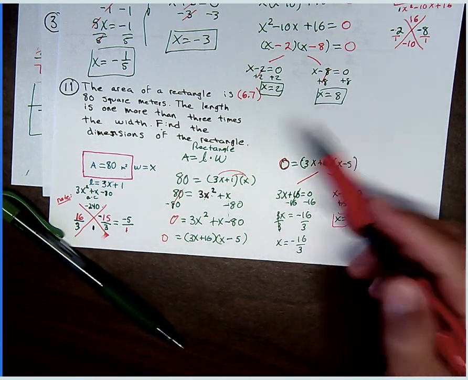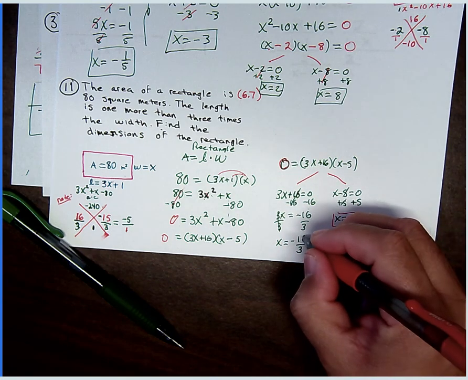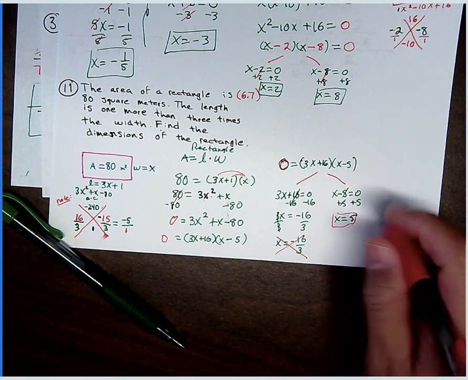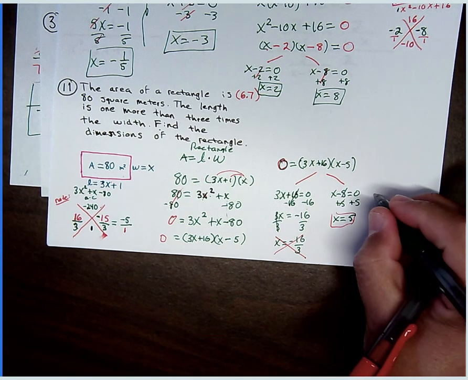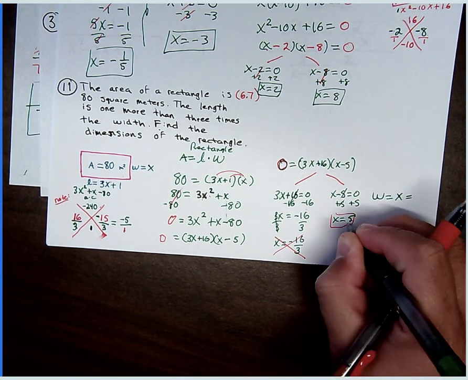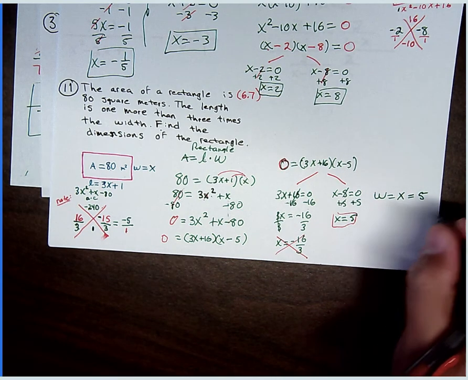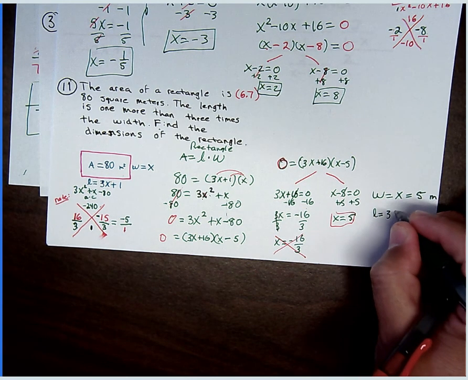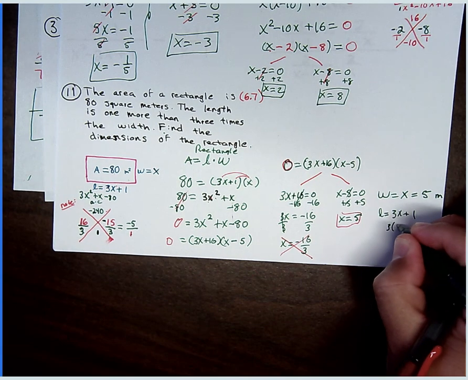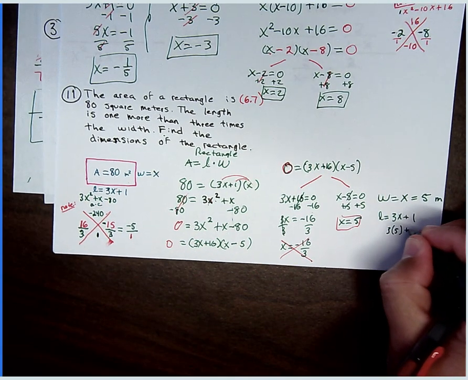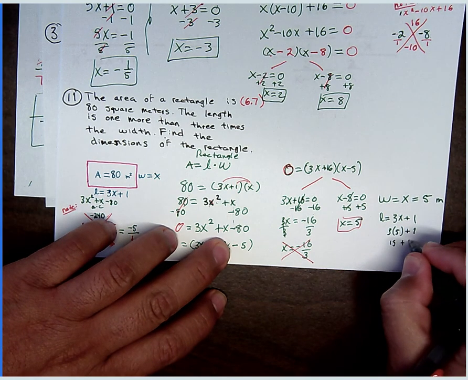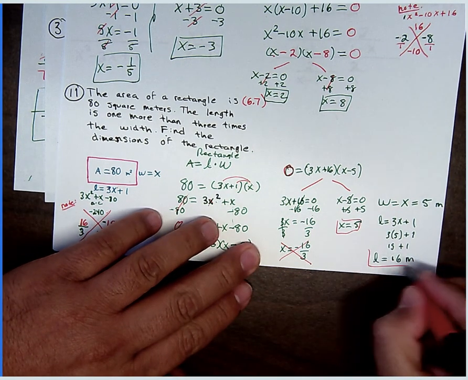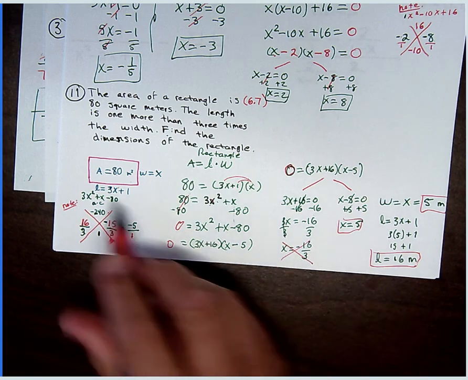Now, since we're dealing with dimensions, they can't be negative, so we're going to scratch this one. That's the one that we can use, a positive one. So that means the width, which is x, and x is equal to what? 5 meters. So the width is 5 meters, and the length is 3x plus 1, which is 3 times 5 plus 1. So 3 times 5 is 15 plus 1. So the length gives you 16 meters. And those are the dimensions of this rectangle.